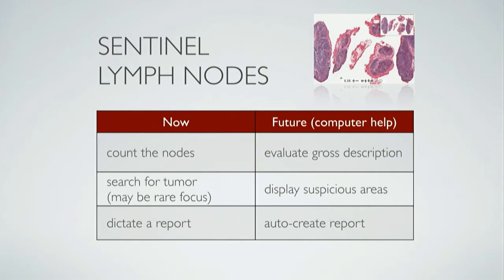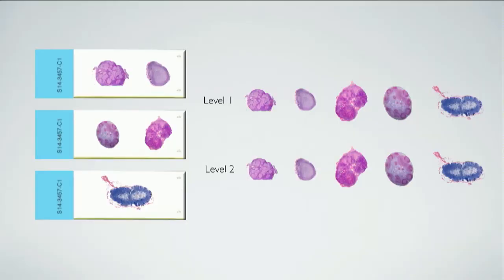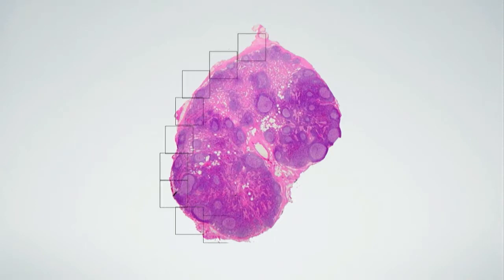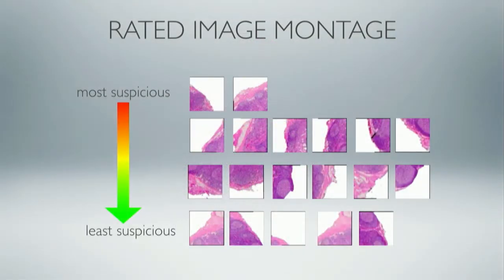In the future, with some computer help, we could evaluate the gross description. The computer would do that. It would display suspicious areas automatically for you by pre-screening the slide, and then automatically create a report. And we're not very far away from this. So we've got a case with some nodes there, and the computer could scan those nodes, find areas of interest, and as you know, the tumor, when it first metastasizes, is going to be out in the sinus there, and so it'll scan those areas first, and then lay out the most suspicious areas versus the least suspicious areas.